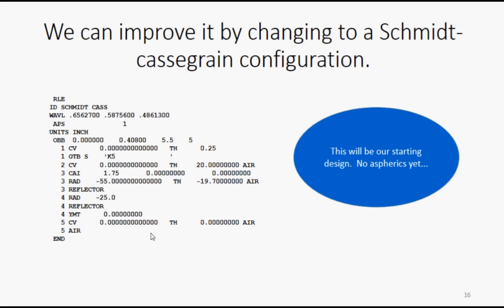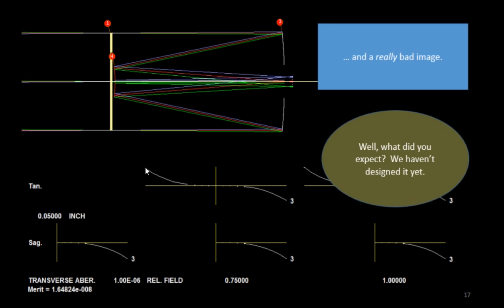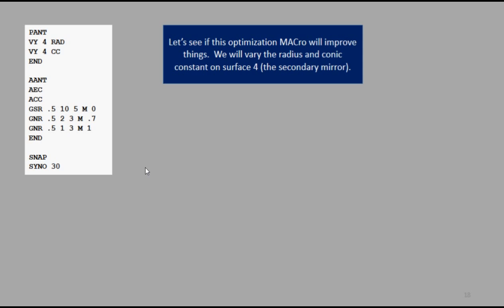There's no aspherics yet. We have five surfaces on the lens and a really bad image. Well, what did you expect? We haven't designed it yet. Let's see if this optimization will improve things.